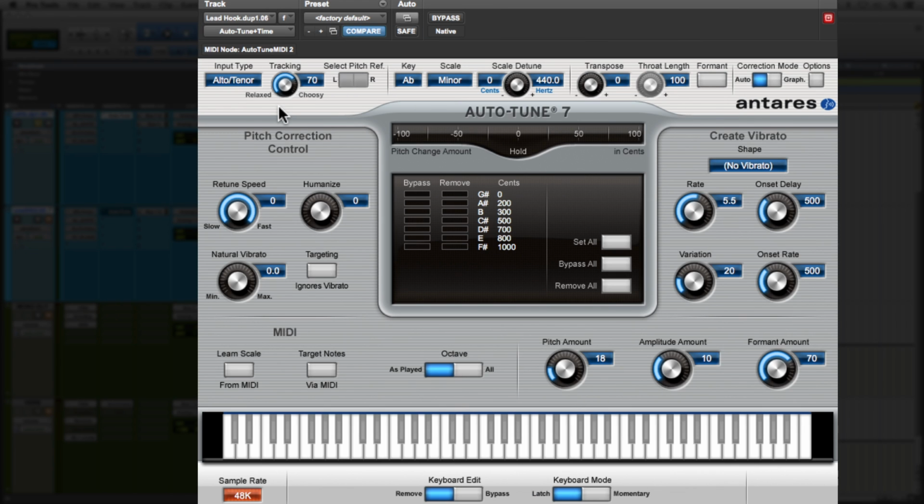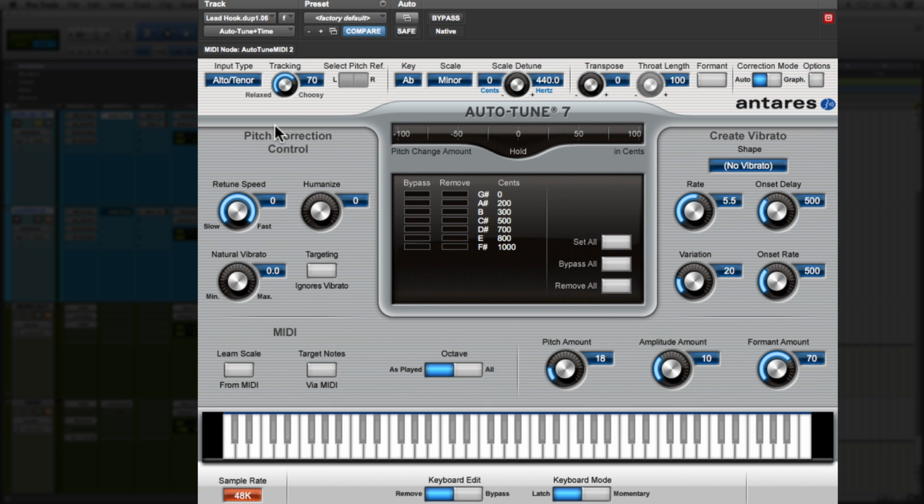The next thing you're going to want to do is adjust your tracking. So this is supposed to be an exaggerated effect, so you want the tracking pretty high. Anywhere from, say, 60 to 100 is fine. Play around with it in that range to really find which one works for you. In this particular case, I put it to 70. I found that was like a happy medium.